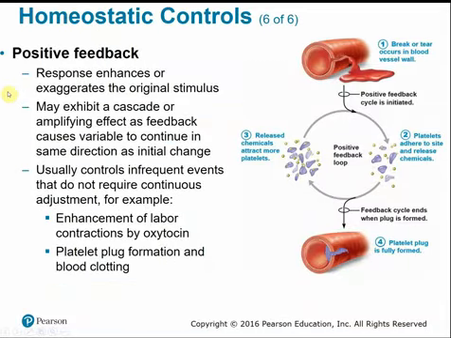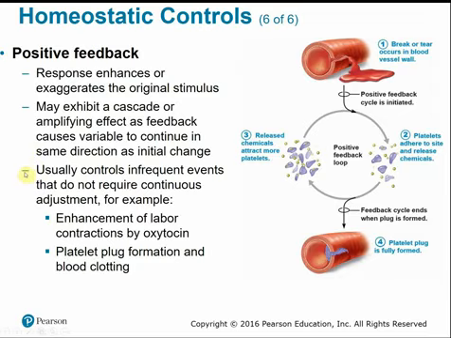So like we said, positive feedback would be the opposite of a negative feedback. So negative feedback, we're turning off whatever the stimulus is, whatever's causing the problem, we want it to do the opposite and turn it off. Positive feedback, we want to ramp up that stimulus. We want to enhance it. We want to amplify it. We want to make it stronger. So think of it kind of like a snowball effect. So it may exhibit a cascade or amplifying effect. So we're causing the variable to continue in the same direction as the initial change.